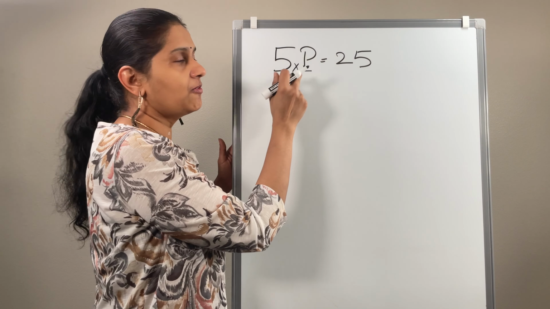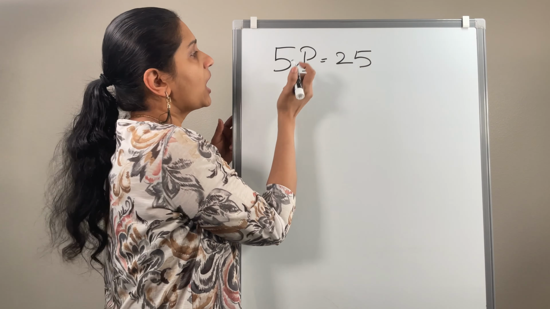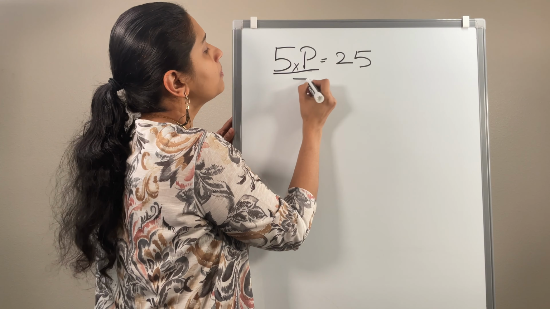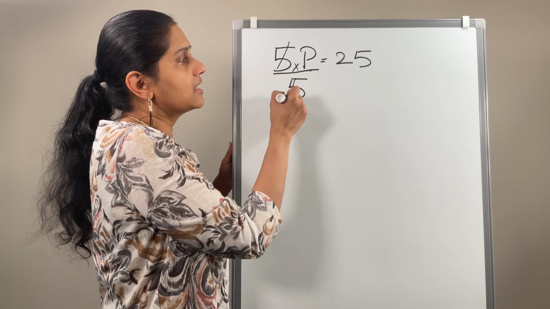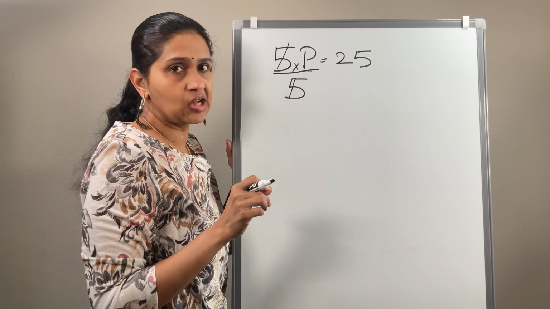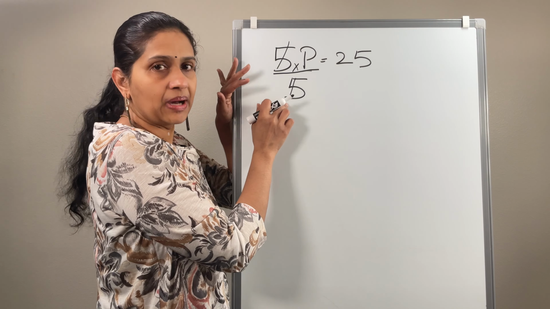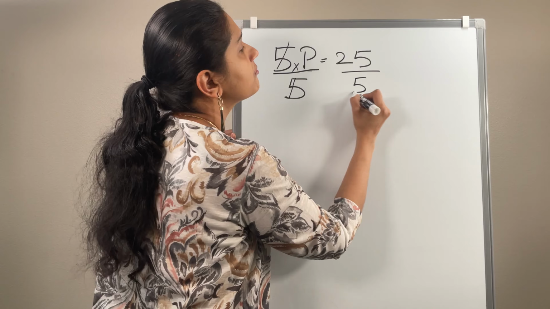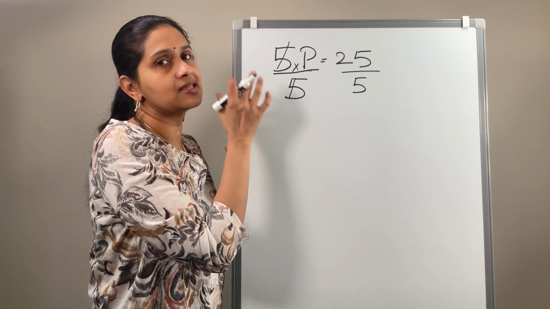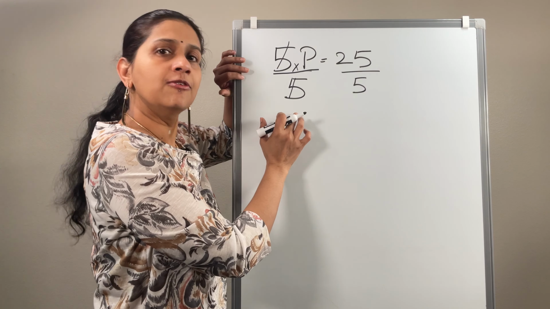To isolate the variable p, you can see it is 5 times p, so you have to divide it by 5. Once you divide it by 5, this 5 will get cancelled out and the p will get isolated. If you divide the left side by 5, you have to divide the right side also by 5 in order to equalize this equation. So, I am dividing both sides by 5.